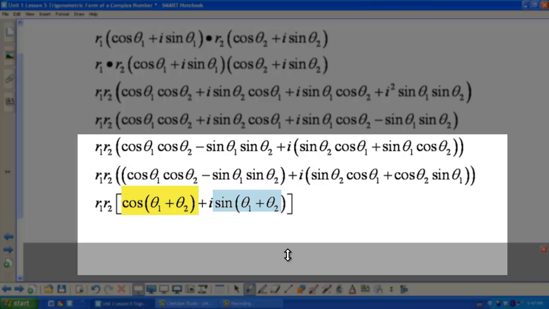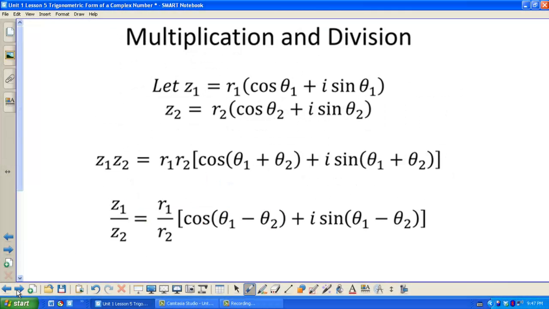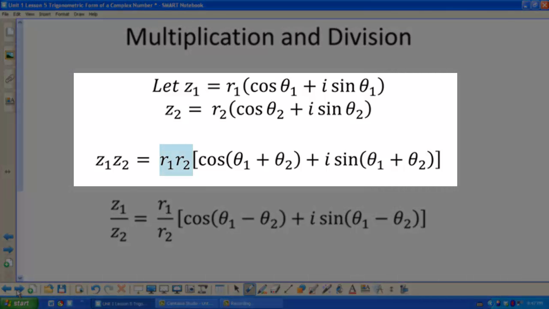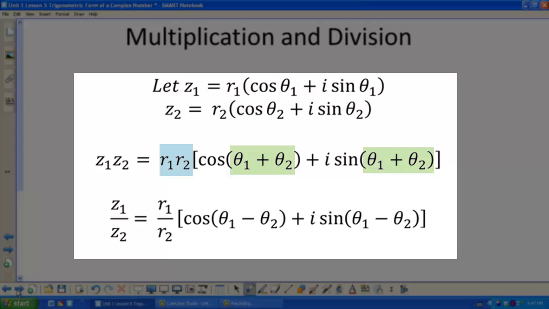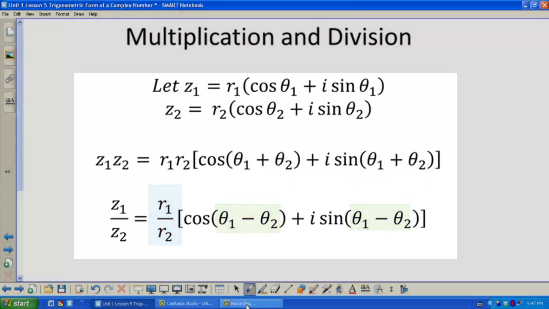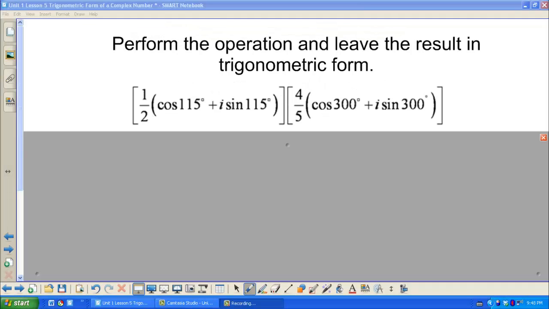I'm going to leave it to you to figure out the division rules, but here are your rules for multiplication and division. If you have two complex numbers in trigonometric form, you end up multiplying the moduli and adding the arguments. If you are dividing two complex numbers in trigonometric form, you divide the moduli and you subtract the arguments. We're going to perform the operation and leave the result in trigonometric form.